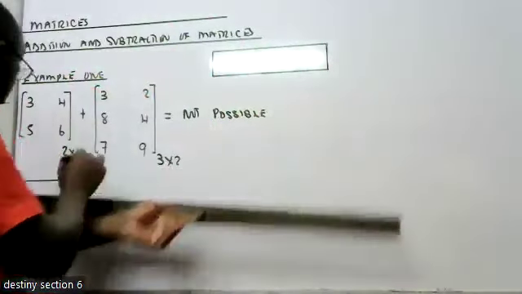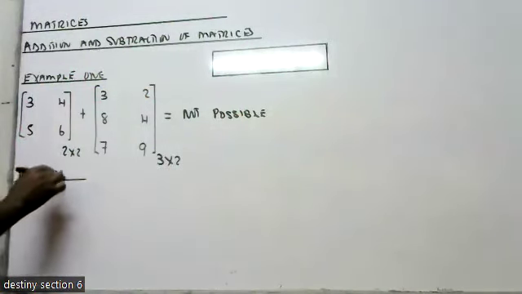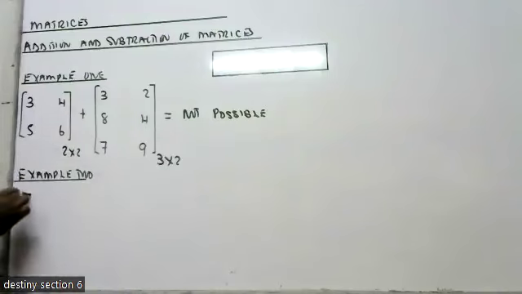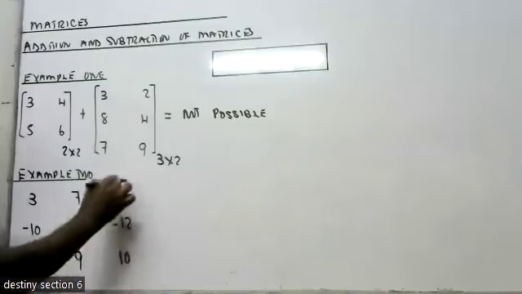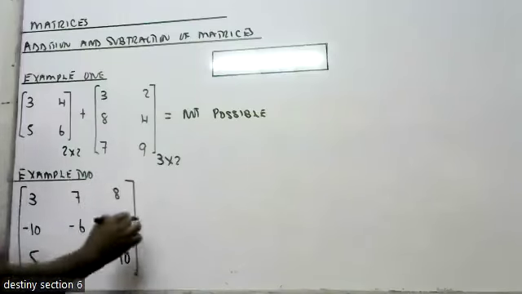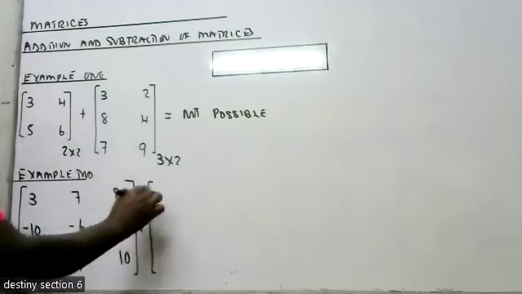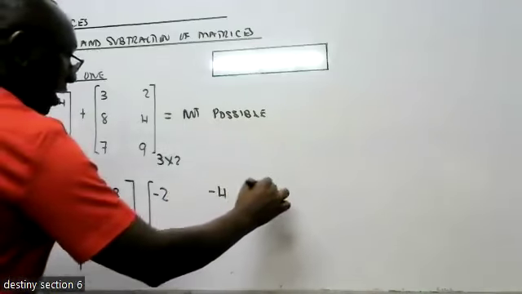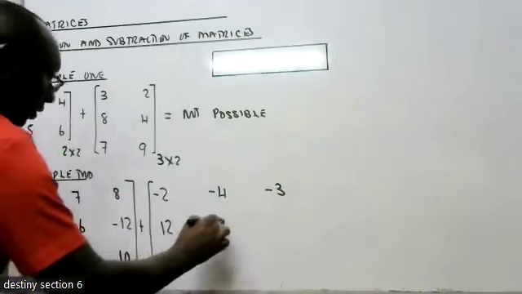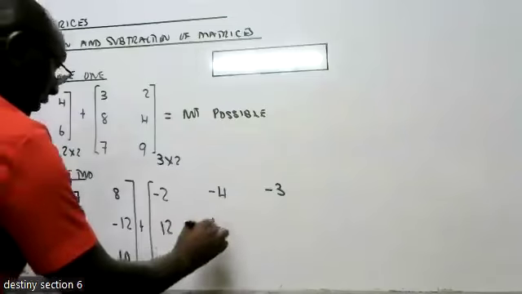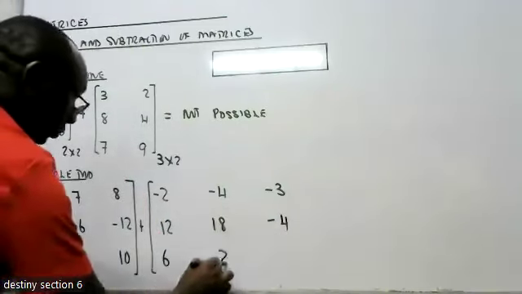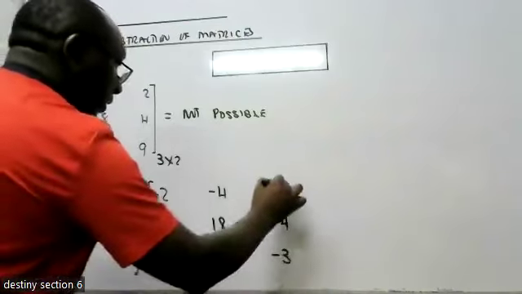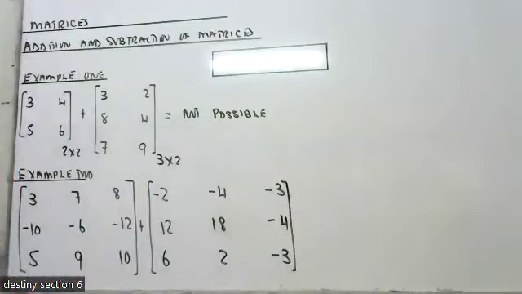Example number 2. If you are told to add 3, 7, 8, minus 10, minus 6, minus 12, 5, 9, 10, you have a matrix like this one, and you are told to add another one here, which is minus 2, minus 4, minus 3, 12, 8, or let me say 18, then minus 4, then this is 6, this is 2, this is minus 3.